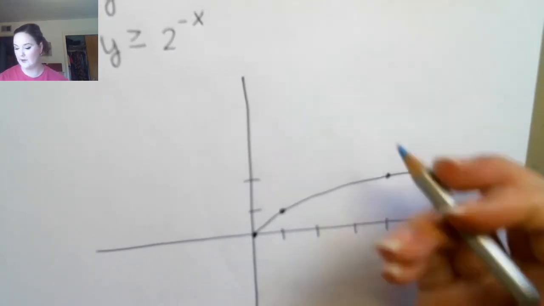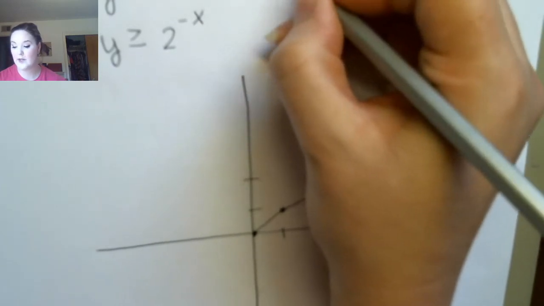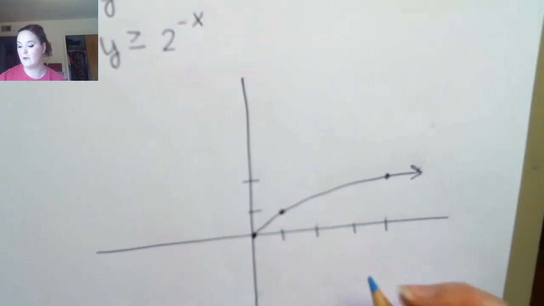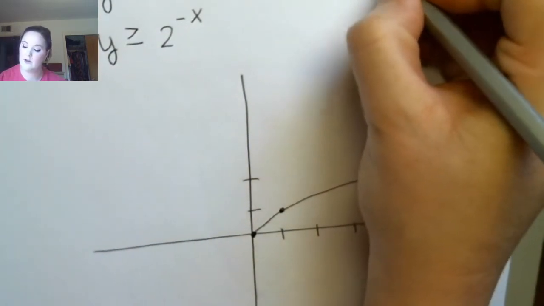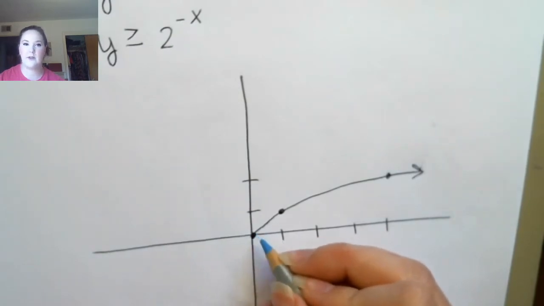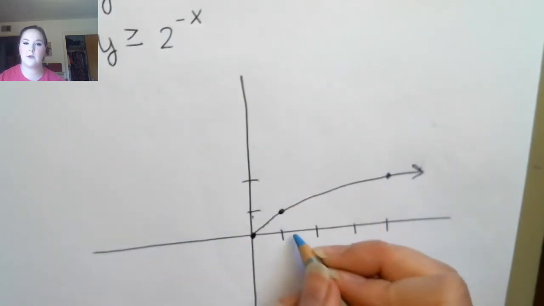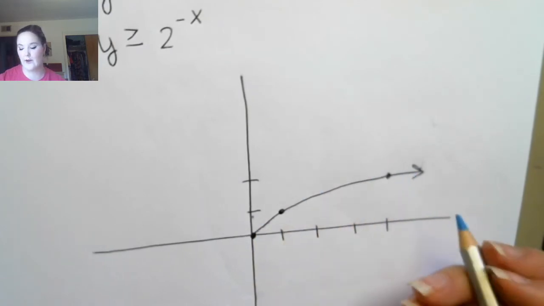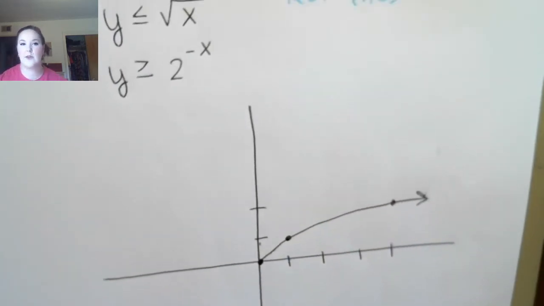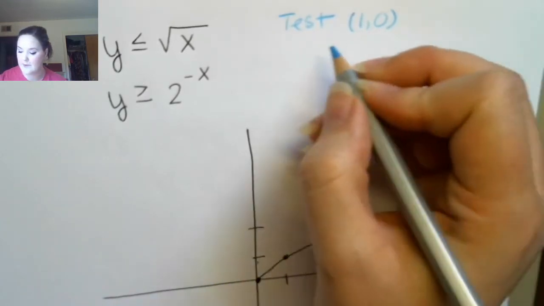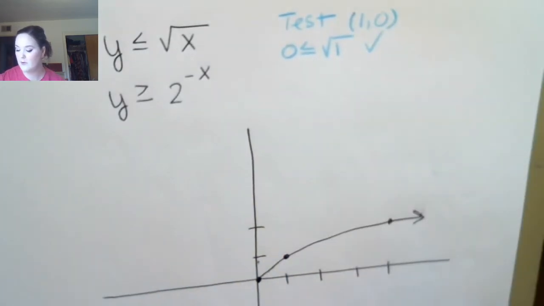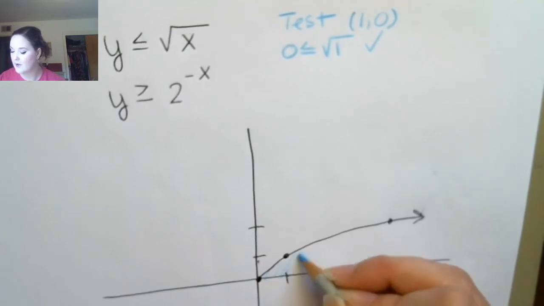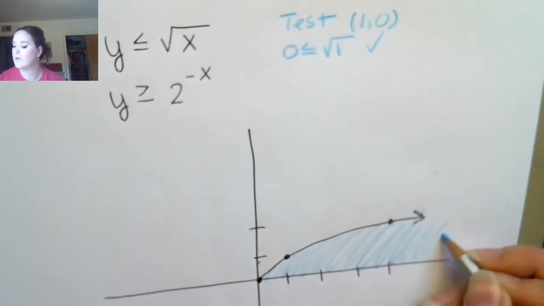If you want to test a point at this point, you can. Remember, you can test anything that isn't on the line. So I'm going to test this point here, which is 1, 0. You can't test the origin because it's right here. You could test this point, anything that's not on this actual graph. I just selected this point because it's easy to plug in. So this would be 0 is less than or equal to root 1, which is true. So I want to include this point in my shading. So I'm going to shade below the graph.